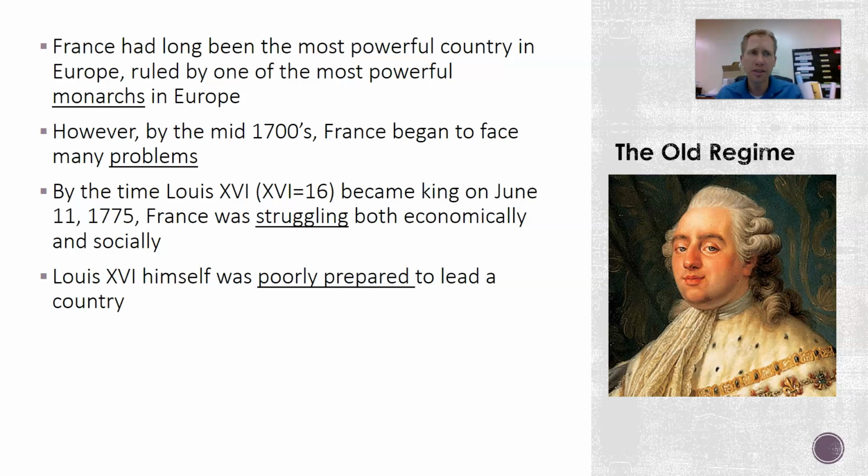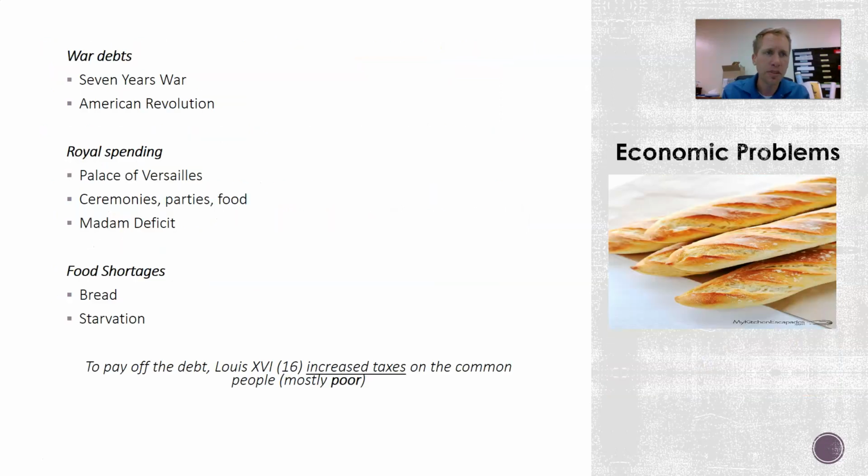And one thing you can see is 1775, that's also roughly the time period where the American Revolution is going on in the United States. So you have this French Revolution and the American Revolution kind of overlapping at points. So Louis himself, as you can see in this picture, is poorly prepared to lead the country. He's timid, lazy, indecisive, he's made fun of for being fat and overweight and eating way too much.